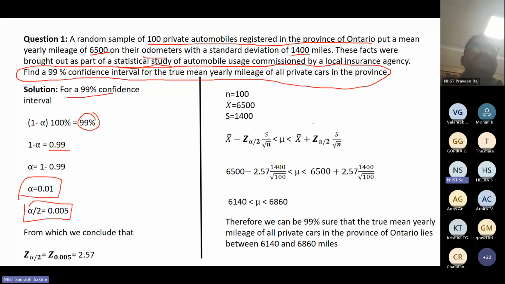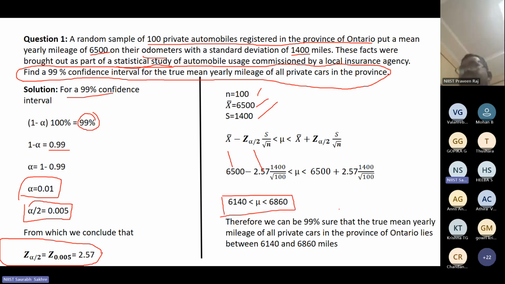So it is 2.57. In that case, they have taken the previous one. And I told you that time that we will not consider the sign of the number, because anyway we are going for the interval. So my Z alpha by 2 is 2.57. Now n is 100, my bar X is 6500 miles, which we have taken, and s is 1400. I'll put all these things in my formula. Bar X is this, Z alpha by 2 is 2.57, s upon root n is 1400 by under root 100. Less than mu, less than this. 6140 less than mu, less than 6860.